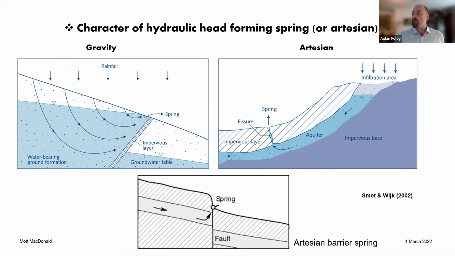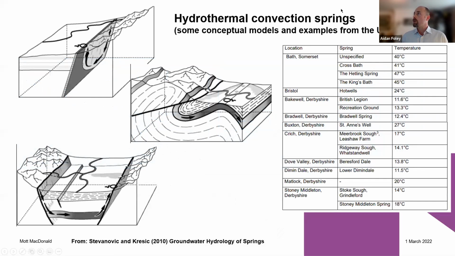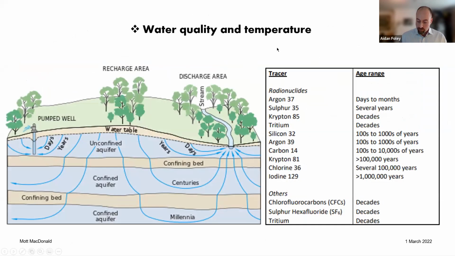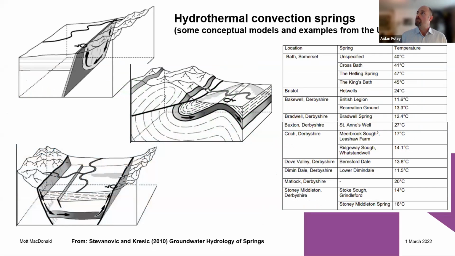We can combine these different types of classification, the character of the hydraulic head with the geological setting. And I want to mention one other, which is the hydrothermal convection springs, with some examples from the UK.